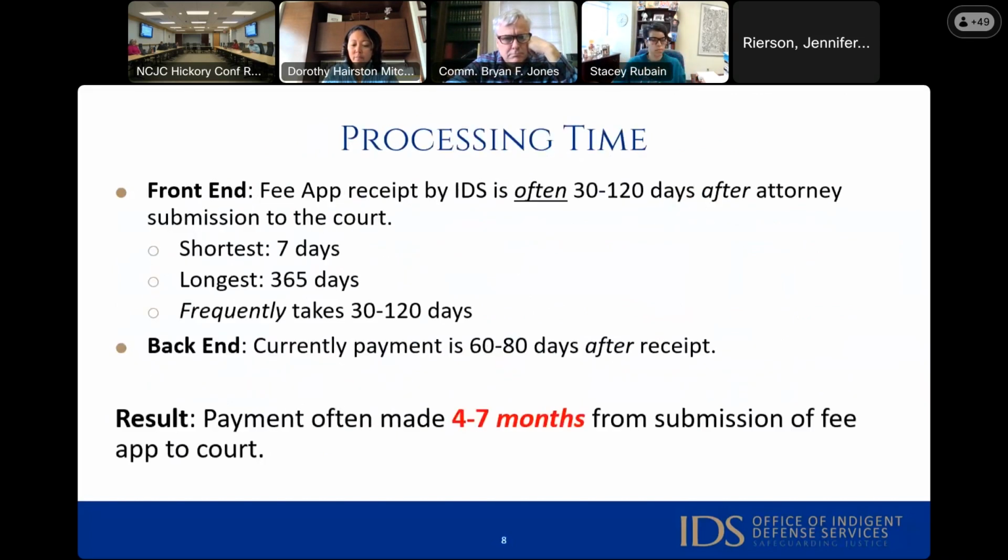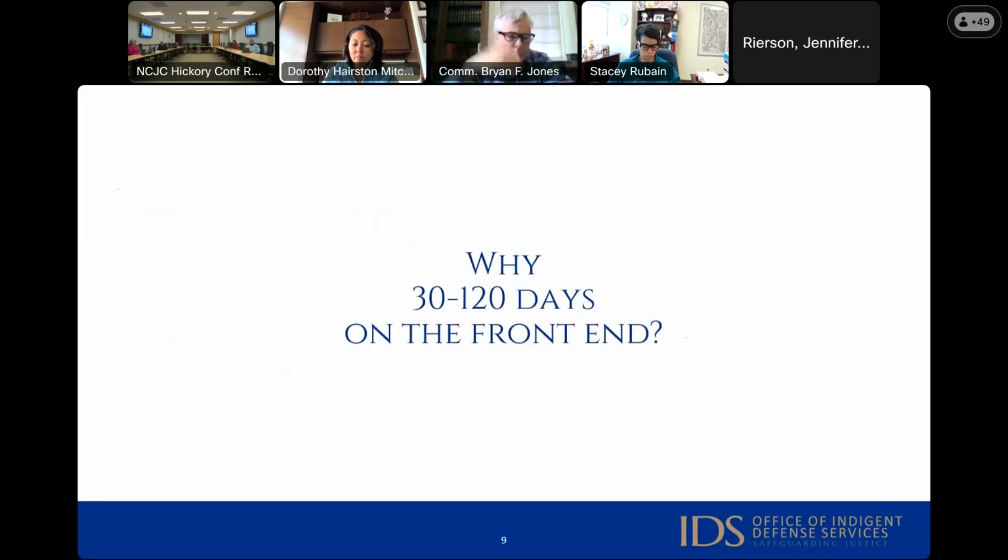On the front end, a fee app is often received by IDS 30 to 120 days after the attorney first submitted it to the court. The shortest time we see is about 7 days, and the longest is 1 year, as the examples in the prior slide showed. It frequently takes 30 to 120 days to reach IDS, and once we receive the fee app, we are currently only able to pay it after 60 to 80 days. The result is that the attorney is often awaiting payment for 4 to 7 months from completion of their work. Why 30 to 120 days on the front end?